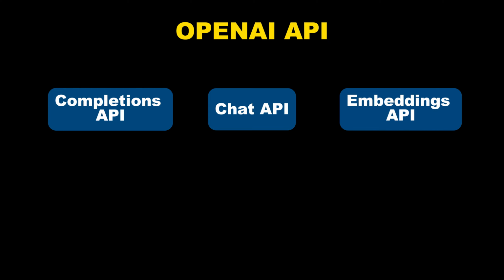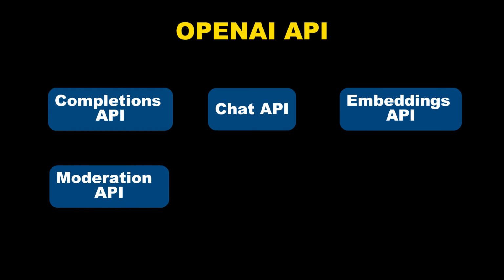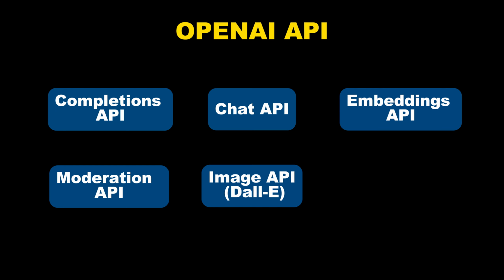Next is Embeddings API. This API generates vector representations of text, which are useful for tasks like search, recommendations, and clustering. Next is Moderation API. Moderation API automatically flags unsafe content in user-generated text, helping you filter out harmful language. Next, Image API. This API generates images based on text descriptions, which is great for creative applications.